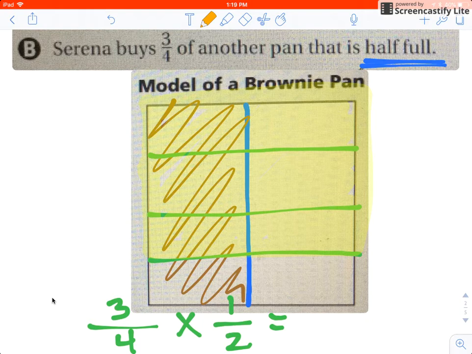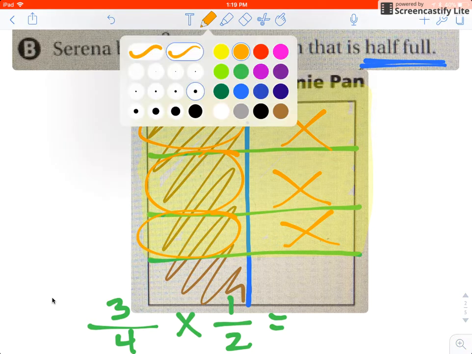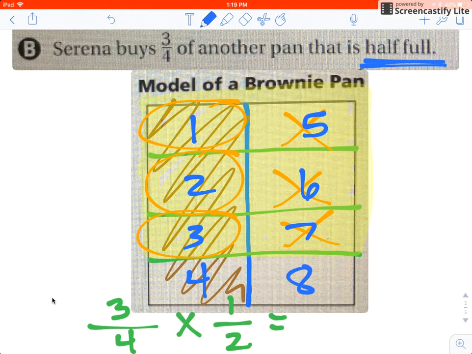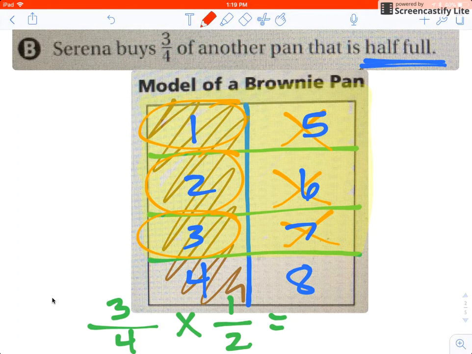Now we need to figure out how many pieces of brownie that actually is. There's 1, here's 2, and there's 3. Those pieces in the section she's buying do not exist. So we are going to put in our number sentence how many sections she's getting. But in order to do that, we need to know how many pieces our pan is broken into. So we've broken our pan into 8 brownies total. And now we're seeing that Serena is getting 1, 2, 3 of our pan.